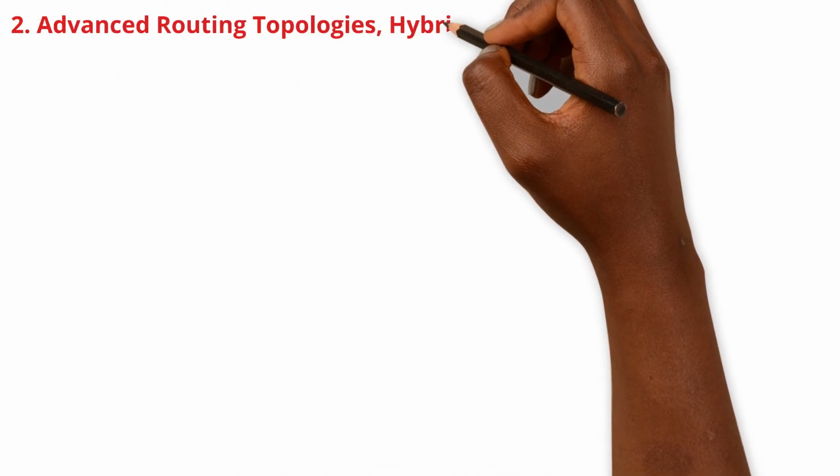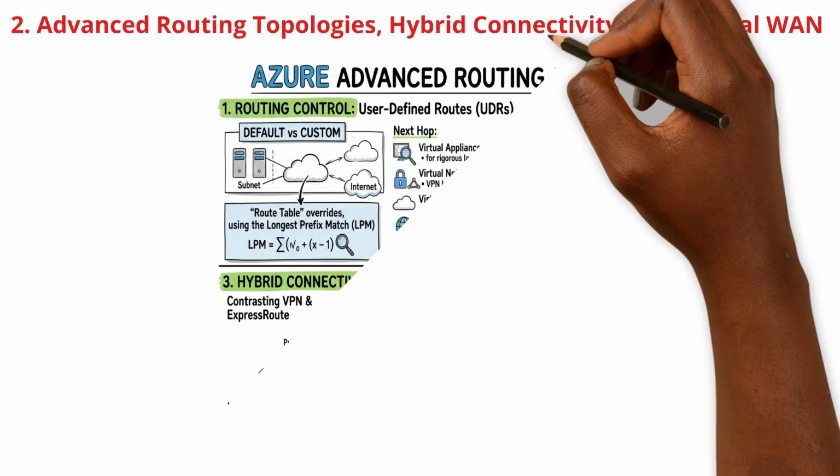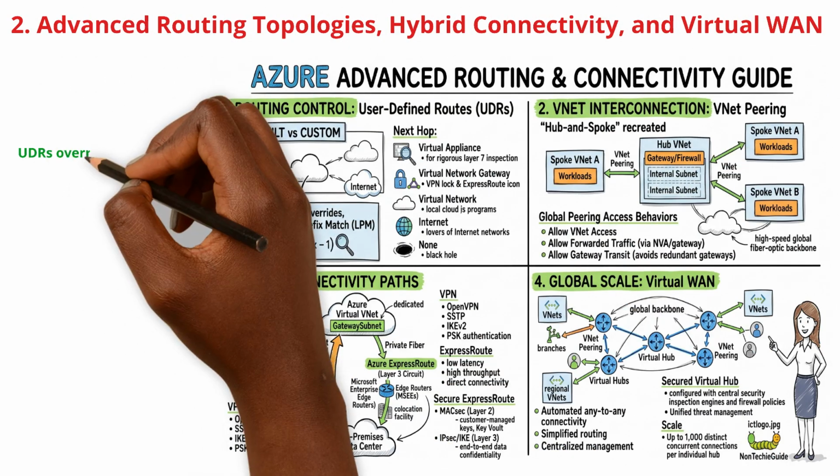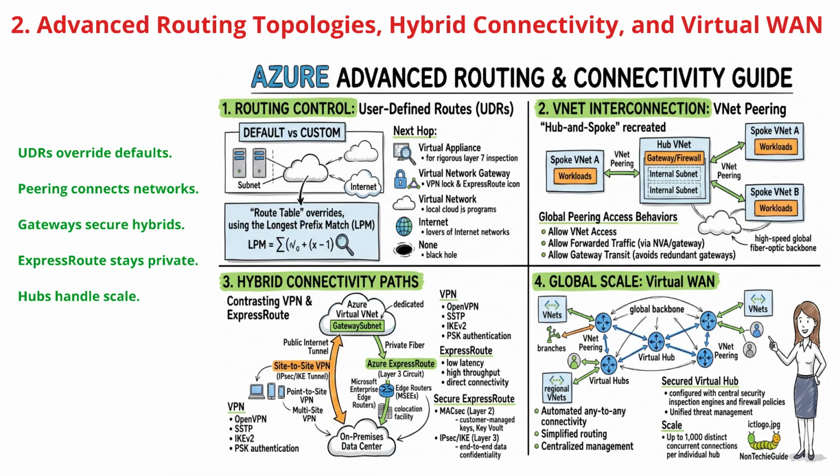As your network grows, Azure's default pathways need a little direction. Enter user-defined routes, or UDRs. These custom route tables override system defaults using a longest prefix match algorithm to send your data exactly where it needs to go, whether that's an inspection firewall, a virtual network, or a total black hole drop.